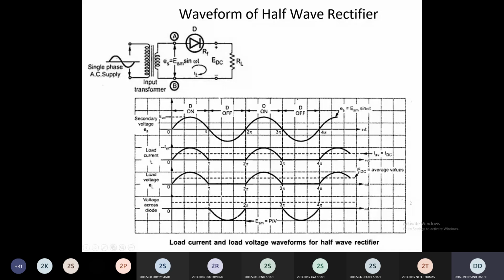Between 0 to pi, it is conducting, so there is no voltage across the diode because it is conducting. It acts as a closed switch, or it acts as a short circuit. Clear? So there is no voltage across the closed switch. When it is open, only at that time you get the voltage across the switch. And the maximum negative voltage you get across the diode, this one, you can see this minus Esm, that is called the peak inverse voltage.